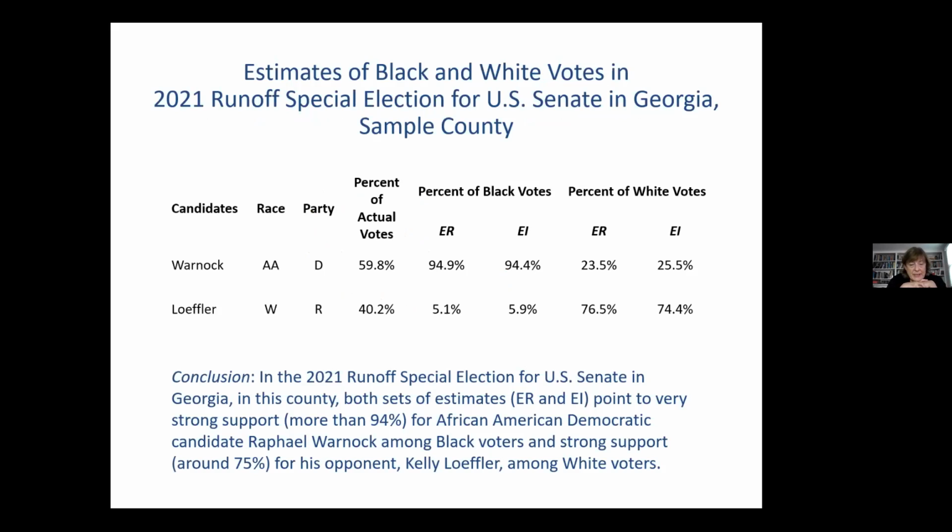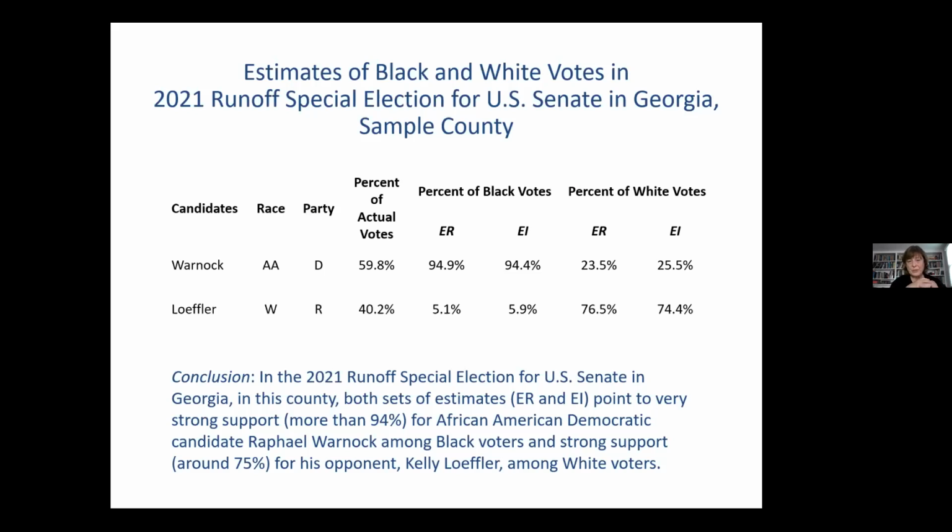So we estimate that Warnock got either 94.9 or 94.4% of the Black vote, and only 23.5 to 25.5% of the white vote. Estimates are always going to be slightly different since they are produced using slightly different methods, but it doesn't matter if it's off by a percentage point or 2 or 3, because of course what we see here is this contest is polarized, that the vast majority of Black voters supported Warnock and the strong majority of white voters supported his opponent Loeffler.